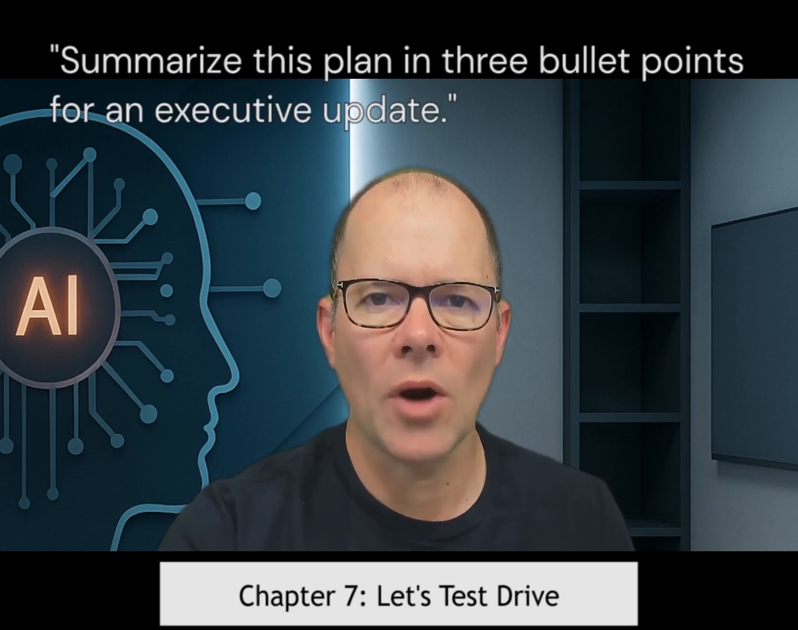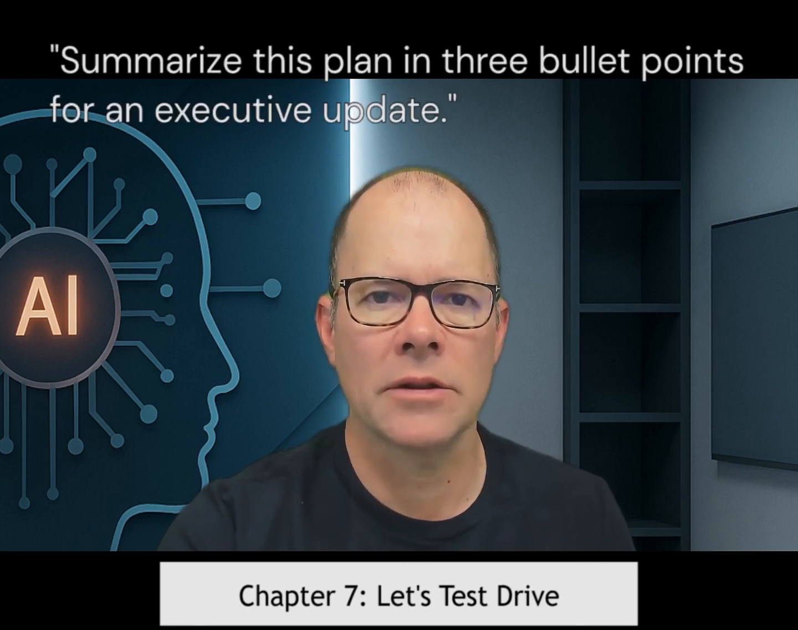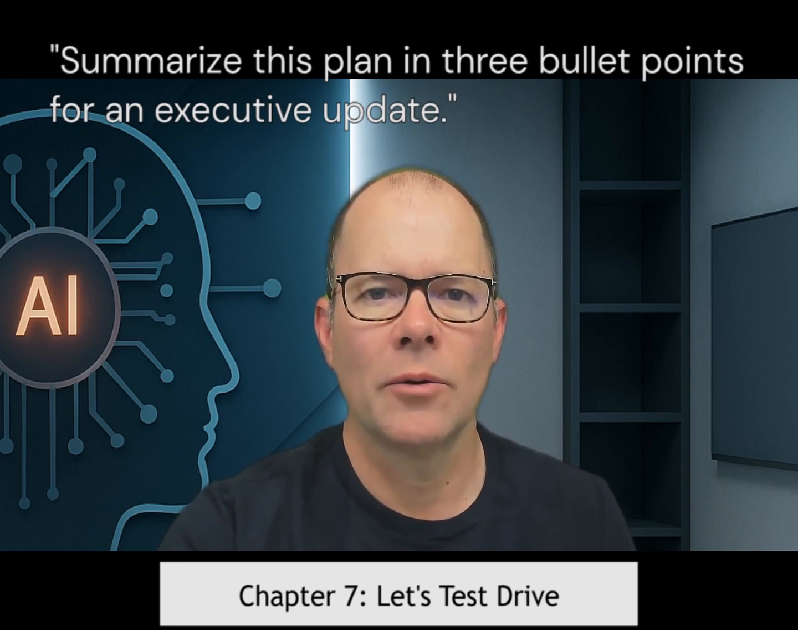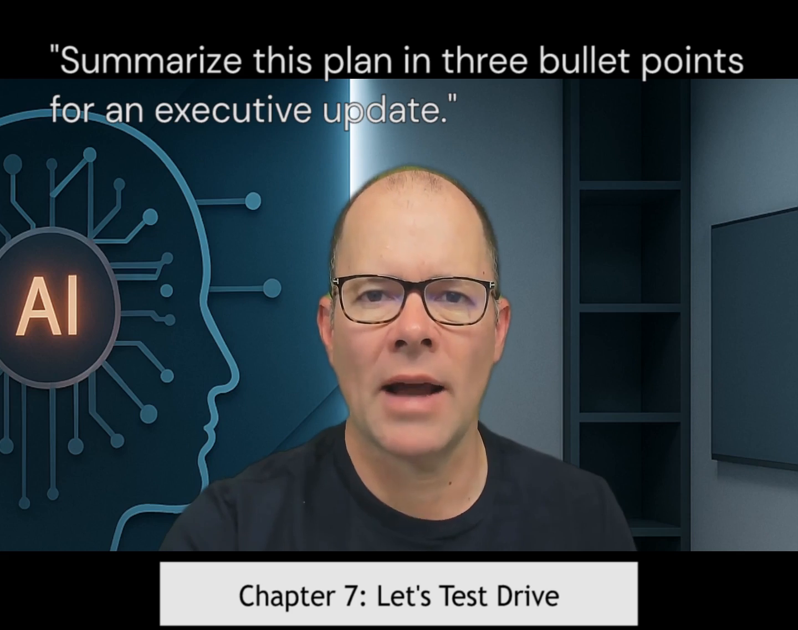First up, let's talk about summarization. Imagine you've got multiple pages of a detailed marketing plan full of industry jargon and strategic buzzwords. You need to brief your boss in 30 minutes, but you don't have time to read the whole thing. You can paste that into an AI assistant and say, summarize this plan in 3 bullet points for an executive update. Within seconds, you'll get the essence, the target markets, the budget allocation, the expected ROI. All of this will be ready to go.